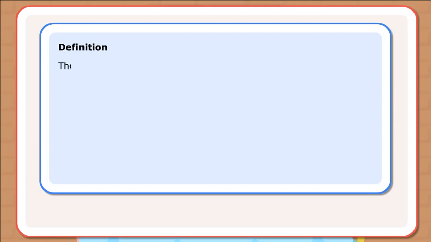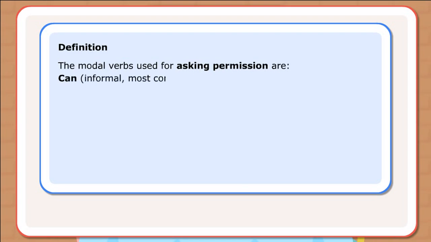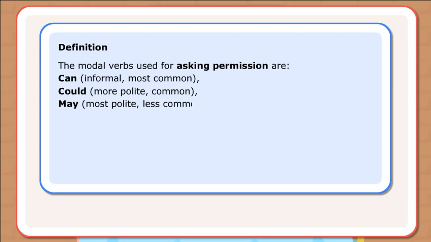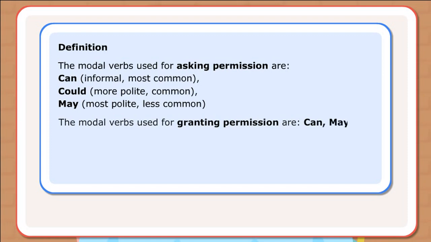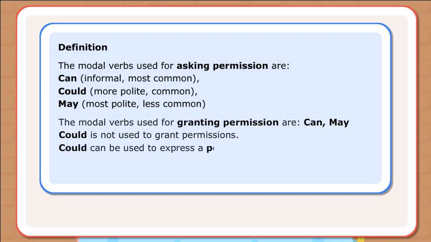Definition. The modal verbs used for asking permission are can, informal, most common; could, more polite, common; may, most polite, less common. The modal verbs used for granting permission are can, may. Could is not used to grant permission. Could can be used to express a permission granted in the past.